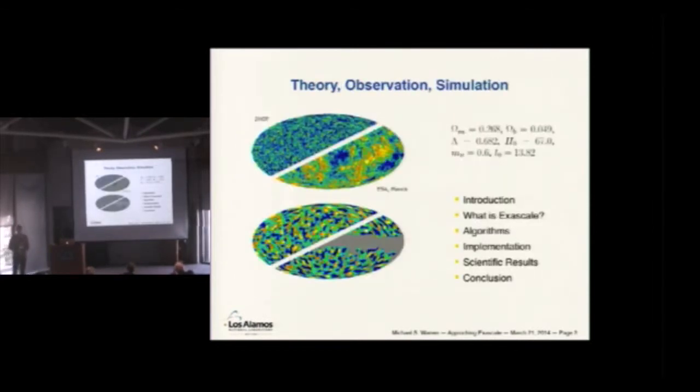So we do simulations to validate our theories by comparing them with observations. And in cosmology, 20 years ago, we were very data poor and theories were not well constrained. But now with satellites like Planck, we have a great deal of data and we can perform very sophisticated comparisons between our theories and observations. So I want to very briefly go through the whole role of simulations. What is Exascale? How do we develop algorithms to take advantage of this hardware? How do we turn that into scientific results?